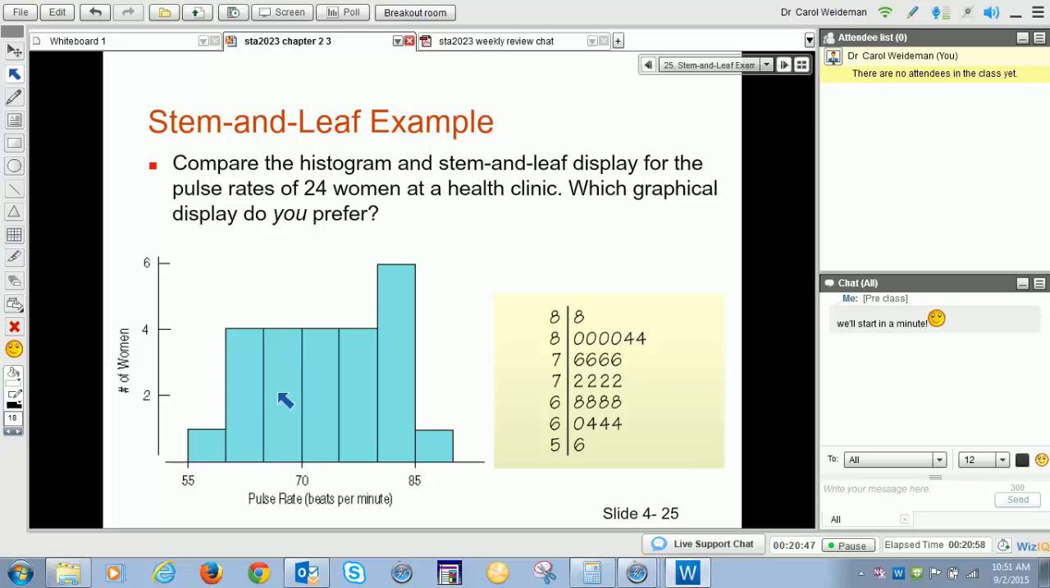Here's a comparison. This has got heart rates for women, pulses rather, and then the stem and leaf that goes with it. So again, if you were to flip this down and orient it the same way, you'd see the same picture here, because there's a single observation here, and then we have a peak here, which corresponds to this line of the stem and leaf. So they actually have the same shape.